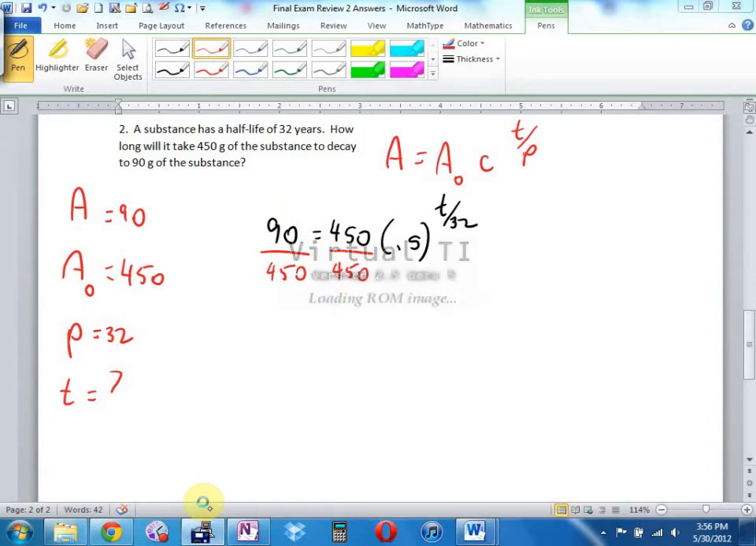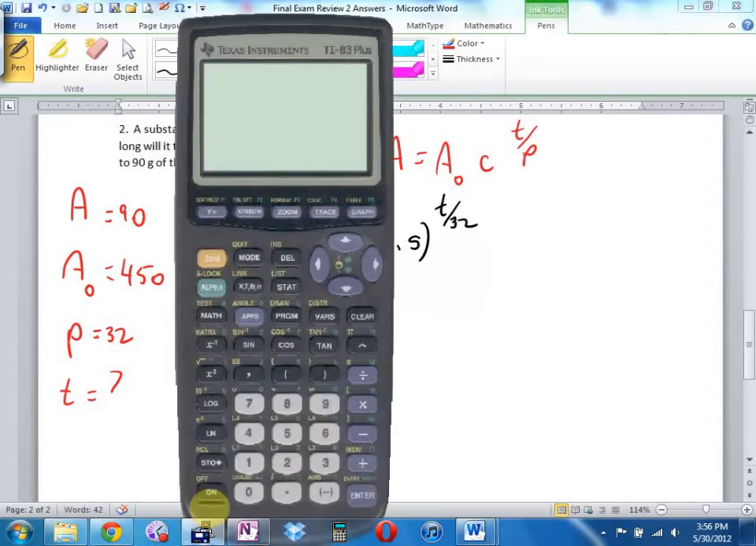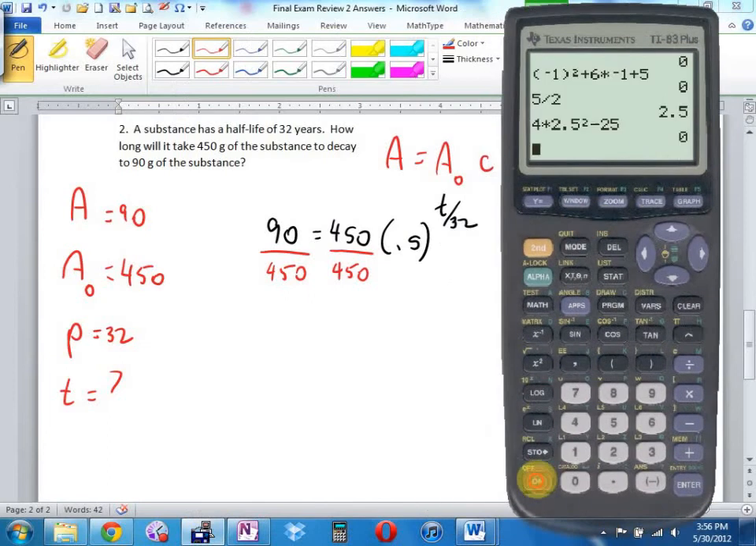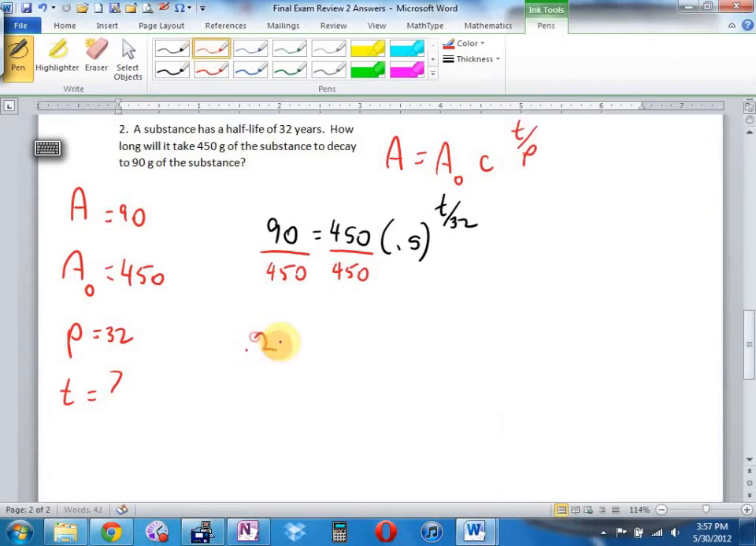90 divided by 450 is going to be the same as 9 divided by 45. I think it's going to be 0.2, but let's double check. Yeah, it is. 0.2 equals 0.5 to the T over 32. Now what? Take the log of both sides.